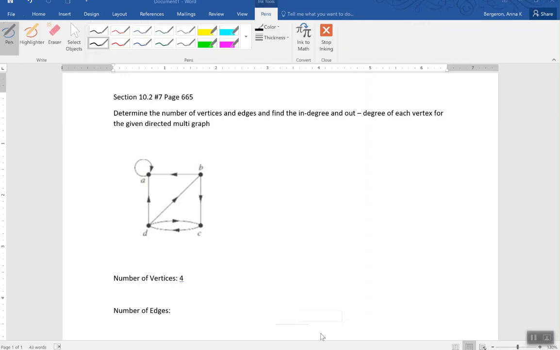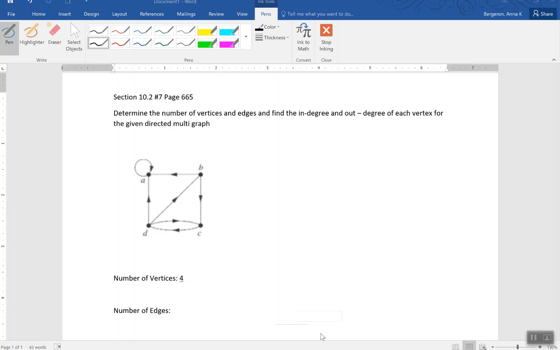All right, so I am looking at section 10.2, number 7, which is on page 665. I'm going to go over what I did and what my initial mistake was, which is why I got this problem wrong initially. The problem asked me to determine the number of vertices and edges and find the in and out degree for each of the vertex for the given directed multigraph.